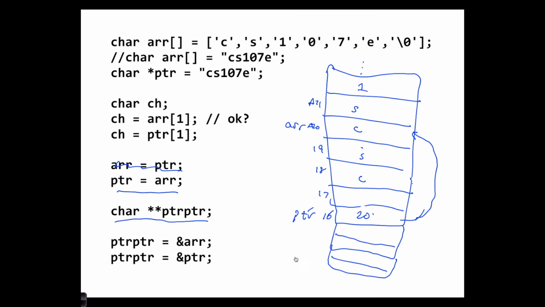I'll say this is going to be PTR PTR. Let's say this was at location 12, 12, 13, 14, 15, 16. There we go. Okay, 12. At the moment it's got garbage in it because we haven't set it equal to anything yet, but it has space for it. And then if I do PTR PTR equals ampersand ARR.